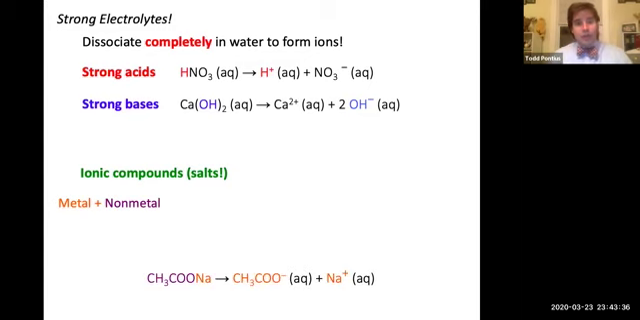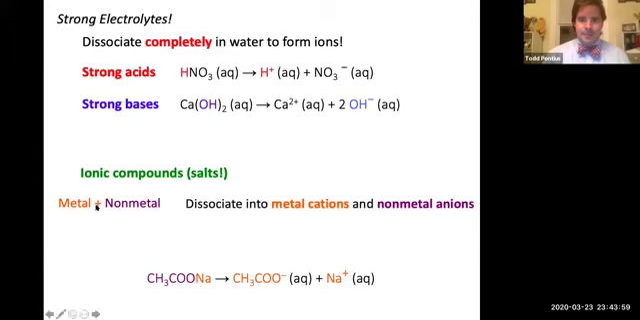So here we have this molecule called sodium acetate. It's got that metal cation in it, that Na+, and in water it will break apart completely to form Na+ and CH3COO-, also known as acetate. These things are strong electrolytes because when they dissolve, when they turn into ions, they go all out. So here we have our metal cation and our non-metal anion they break apart into.